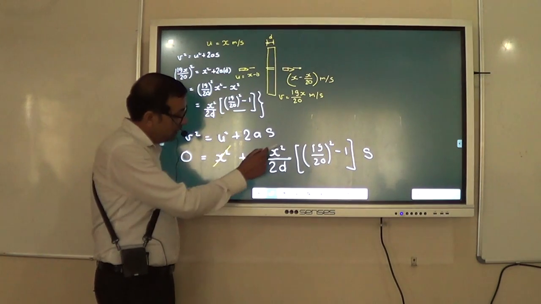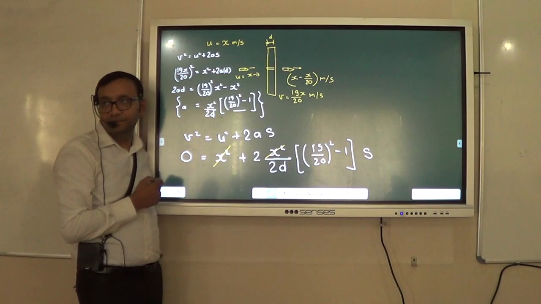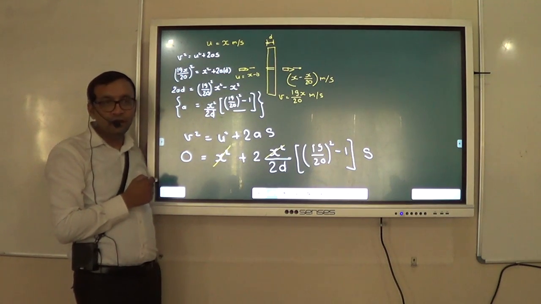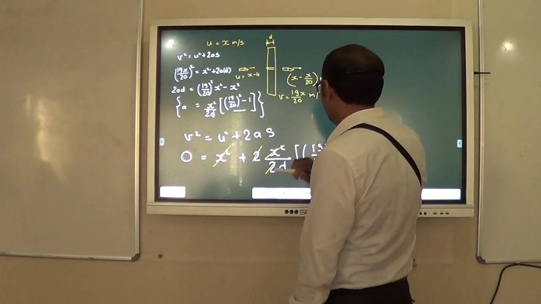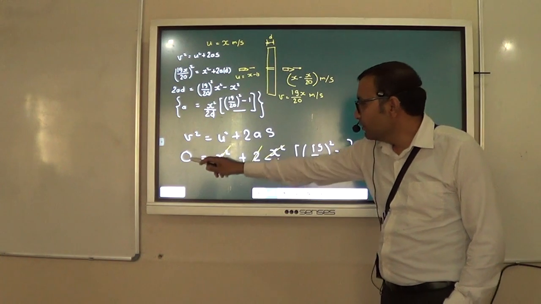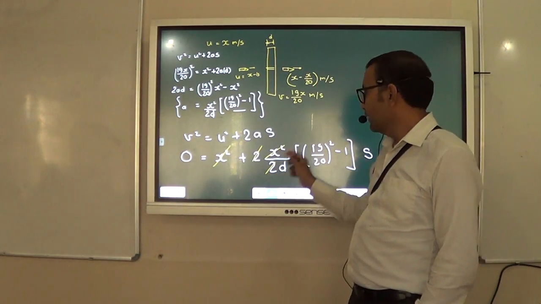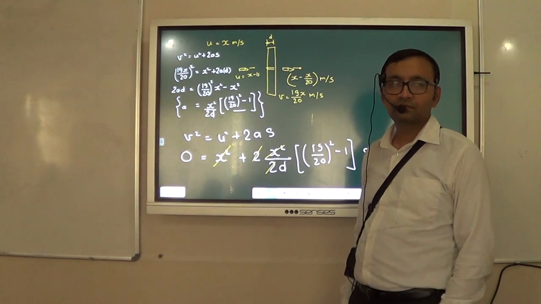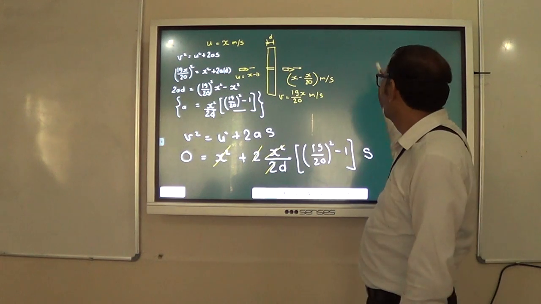So you can cancel out x square. You will get s in terms of d. If it is 0, I will put x square this side, minus x square equal to this. So then x square is gone. Okay? Understood?